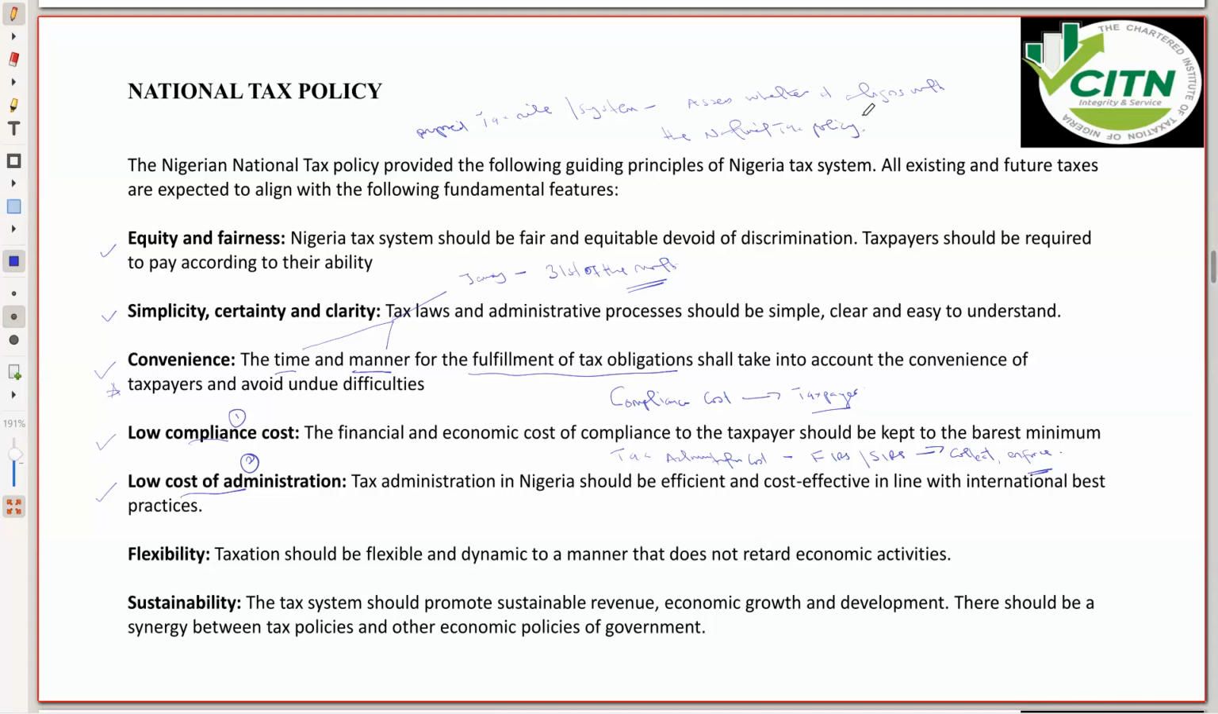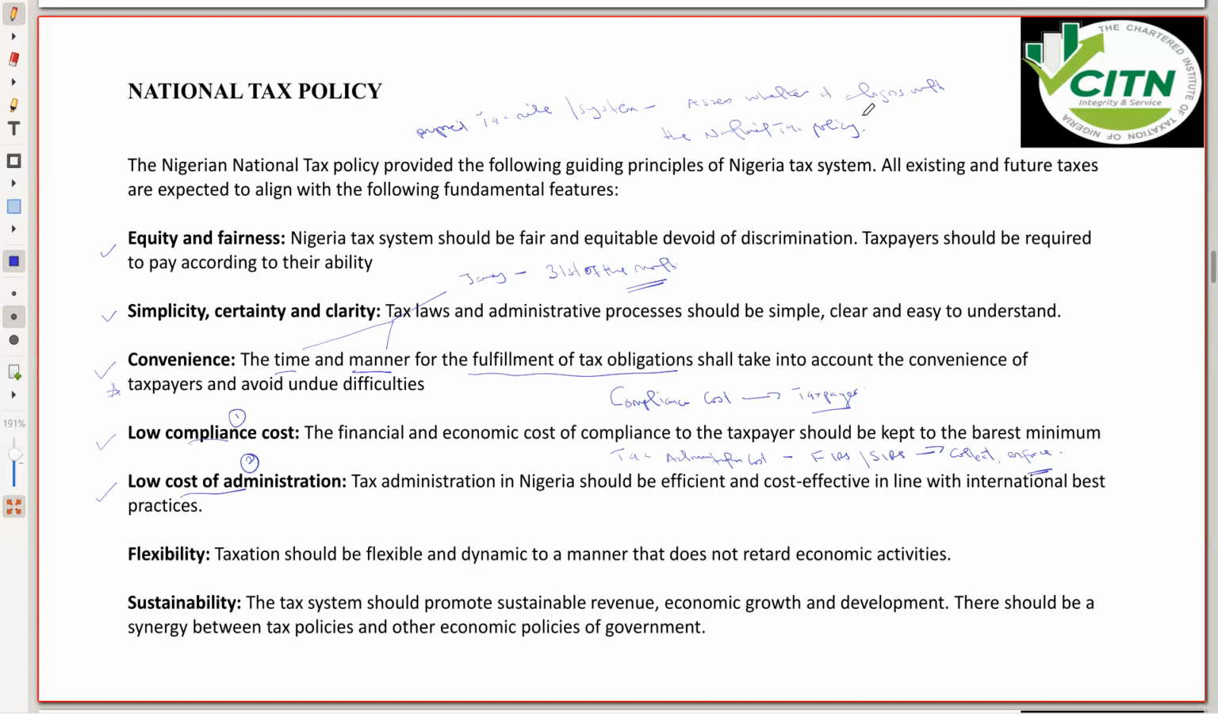You're asked to assess whether it aligns with the national tax policy, or you're asked to look at the rules, look at the tax system, and then assess what part of the rules or part of the tax system does not align with the national tax policy. So therefore, it's important that we have a full understanding of some of the guiding principles of our tax system. So you can take some of our tax system and then see if you could do some of these assessments.